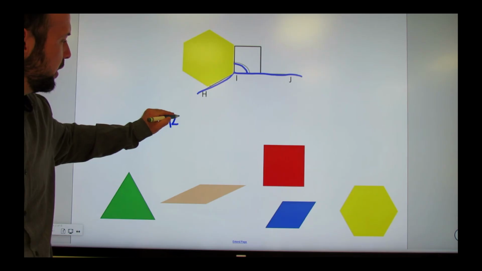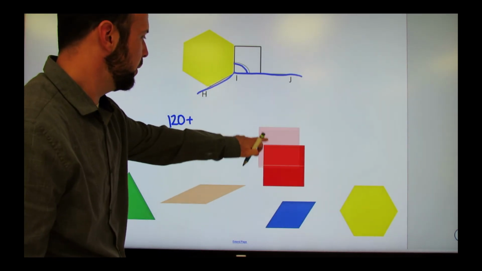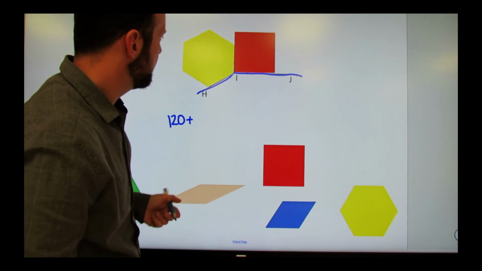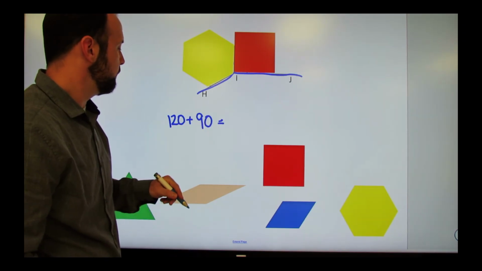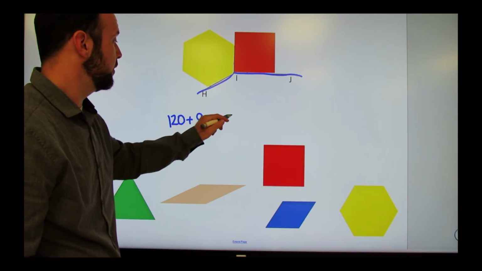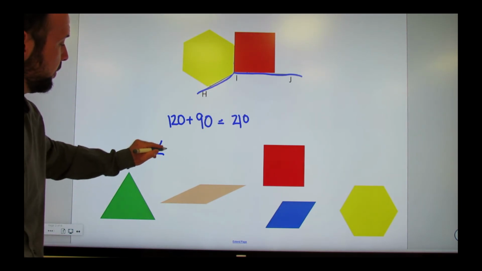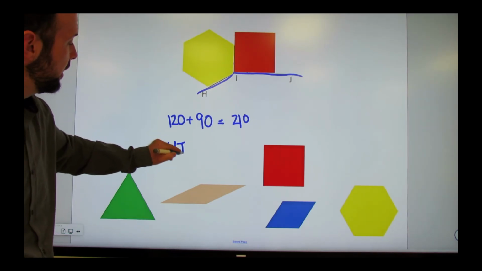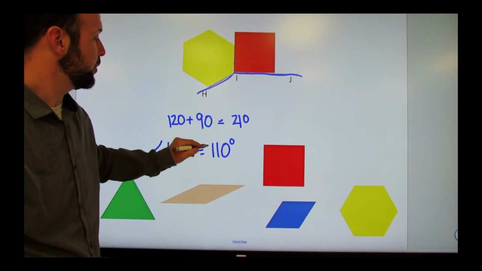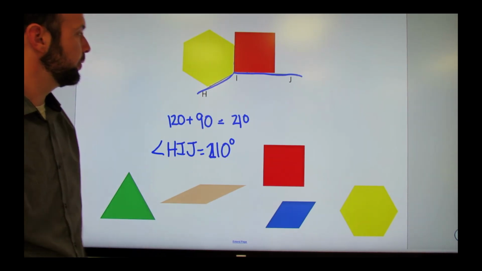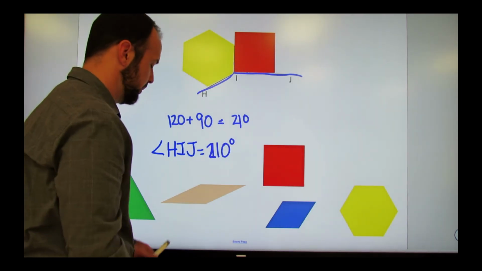So I know I'm going to have one 120 degree angle here, plus, if they put in a square, plus a 90 degree angle from my square, and that's going to give me, let's see, 120 plus 90 is 210, which means the angle of HIJ will be 210 degrees. Okay? Easy enough. Using the shapes to help us determine the measurement of an angle in degrees.